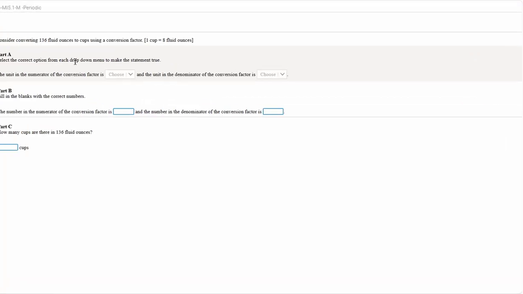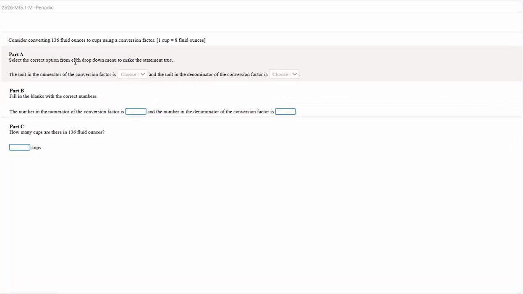Let's go. Converting 136 fluid ounces to cups using a conversion factor. So here, what do we know? Select the correct output from each drop-down menu to make the statement true. The unit in the numerator of the conversion factor. Remember, what do they want you to convert it to? What is it being converted to?